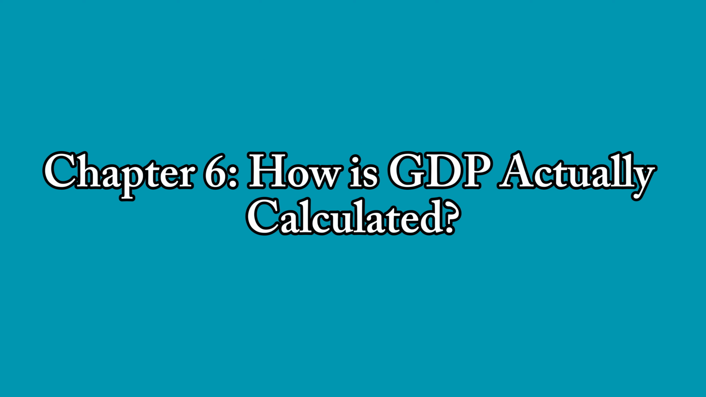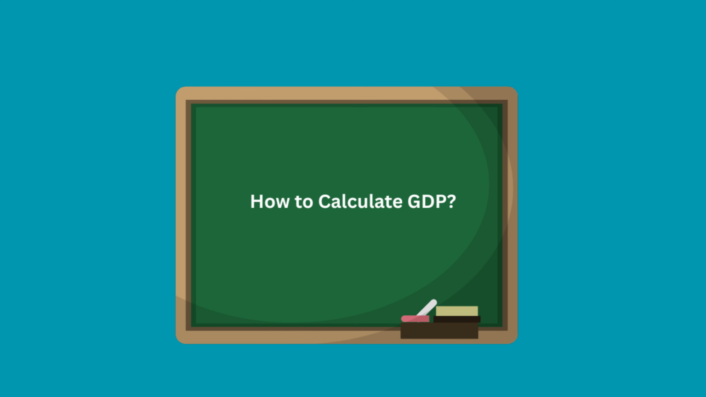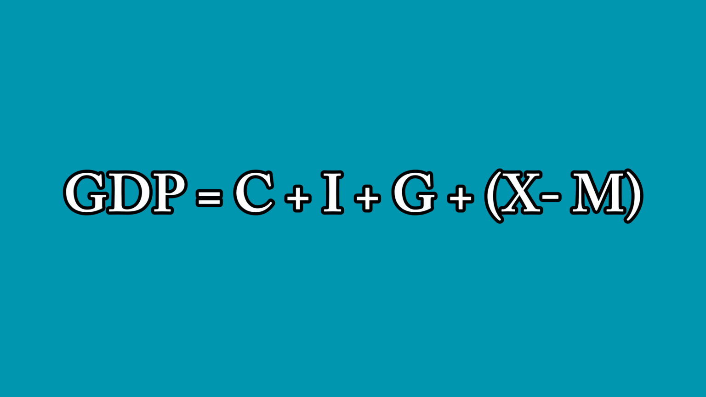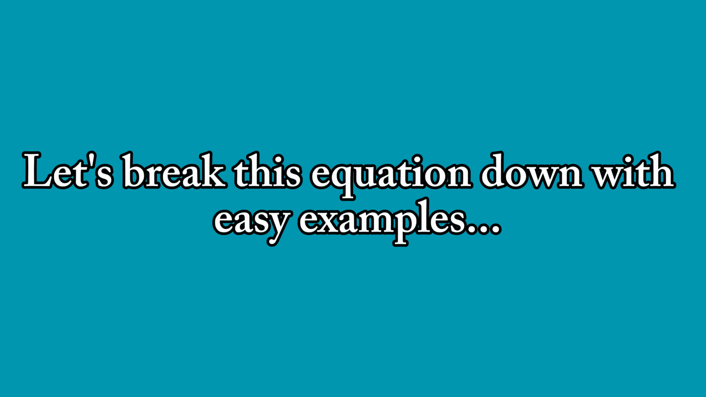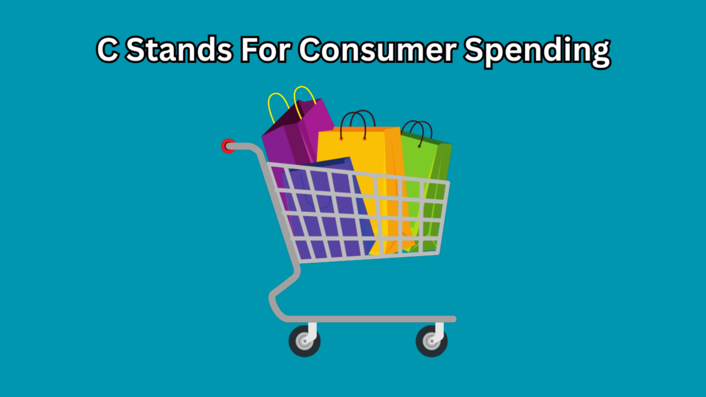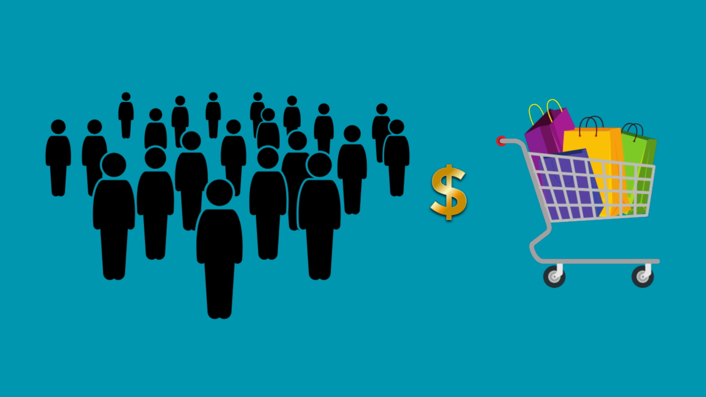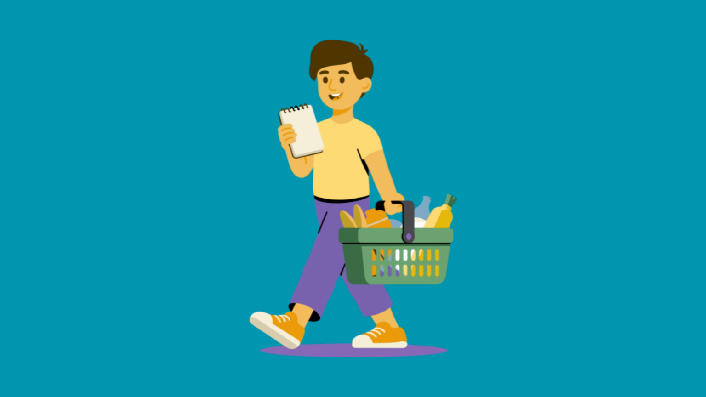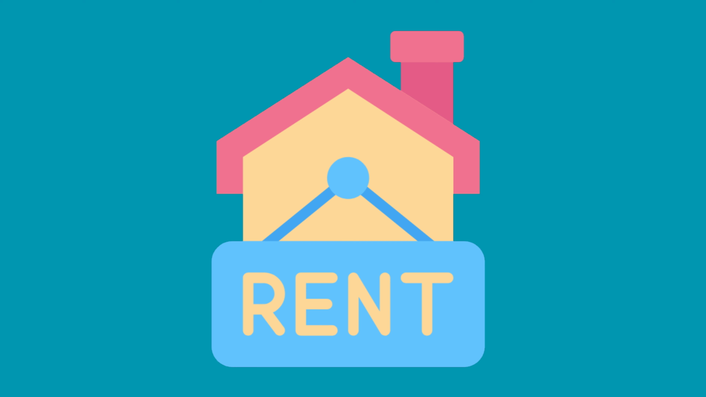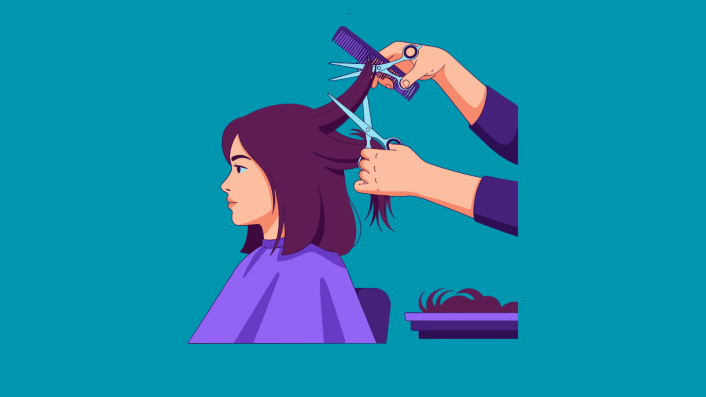How is GDP actually calculated? Economists calculate GDP using a simple equation. GDP equals C plus I plus G plus X minus M. Let's break that down with easy examples. C stands for consumer spending. This is the total money spent by people in a country. Examples include buying groceries, paying rent, purchasing clothes, or getting haircuts.